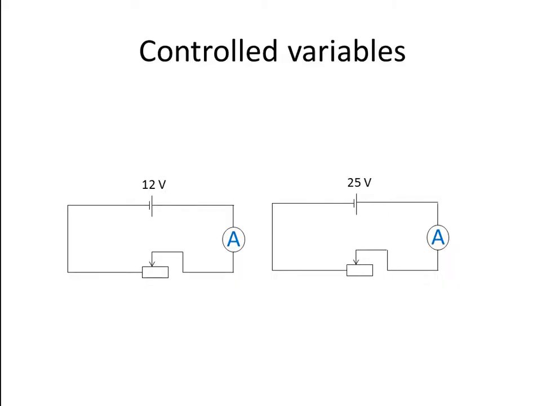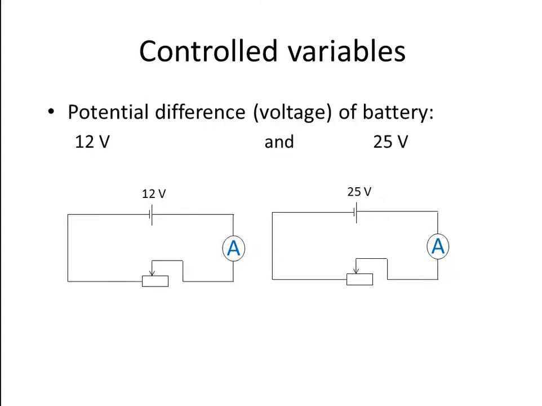So what needs to be controlled between the treatments? Remember, the treatments are not the two that are shown there. The treatments are the different resistance values, and what must be controlled is the potential difference. In the first case, always 12 volts. In the second case, always 25 volts.